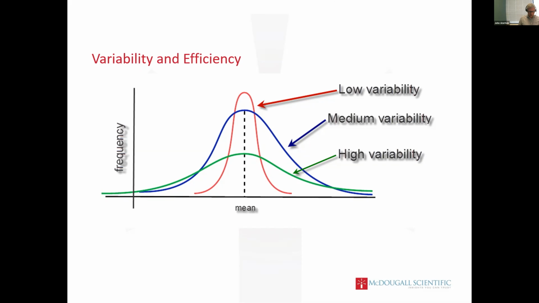Now let's look at this slide that shows three distributions. It says mean at the bottom. Since we're in a pandemic, think of length of stay as an endpoint of interest.